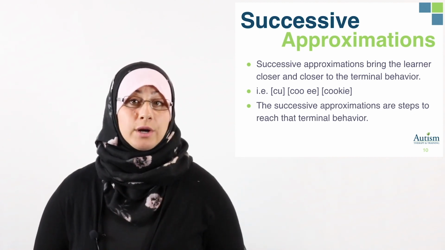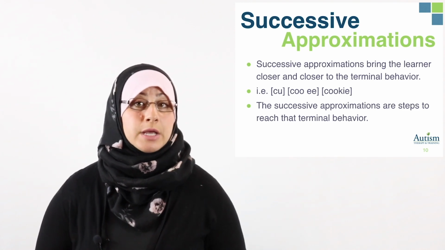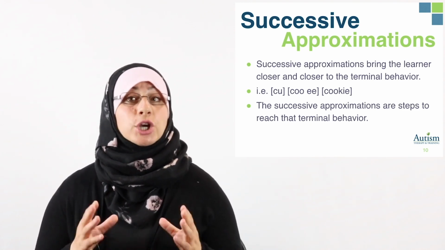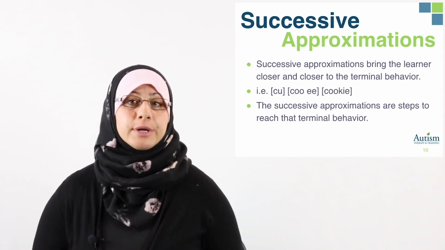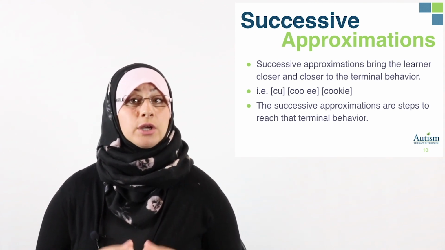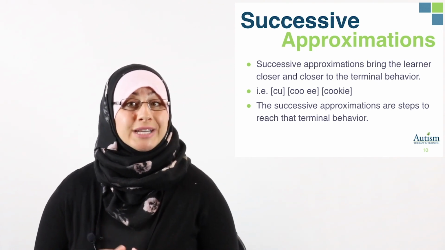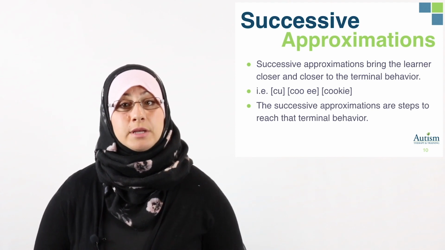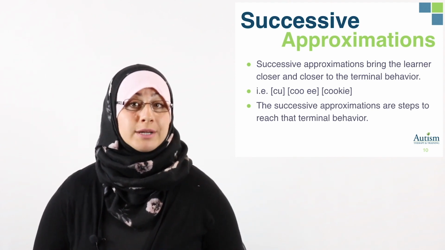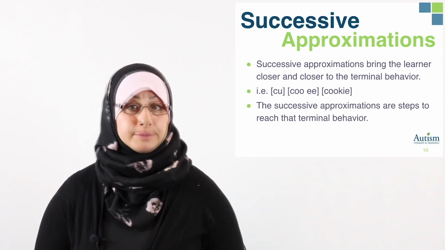In our everyday work, an example would be when we want to shape a learner's vocals. Suppose the terminal goal is cookie. We would start by reinforcing k, then k-y, then eventually cookie. The successive approximations are steps to reach that terminal behavior. The differential reinforcement part is reinforcing the best production of the target.